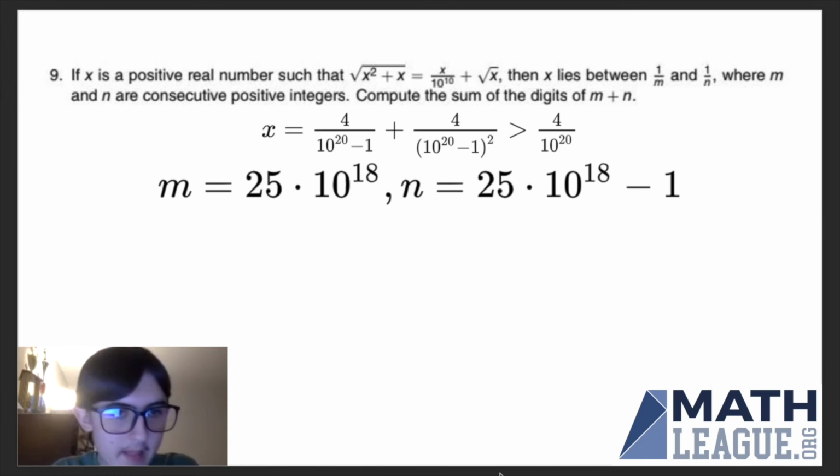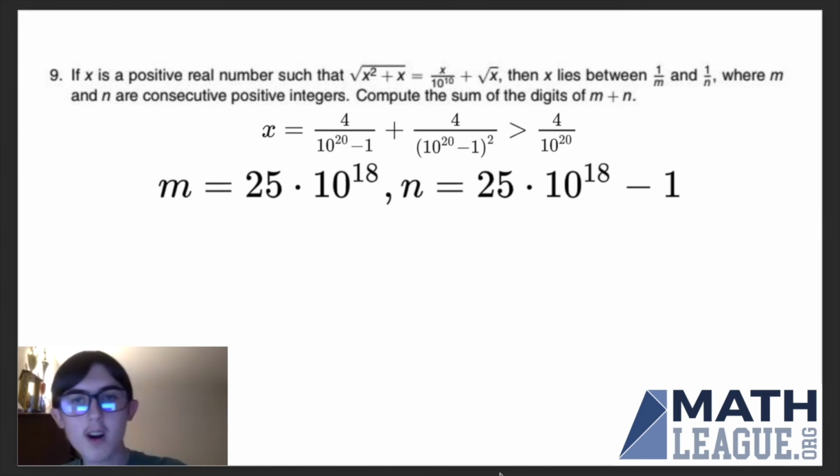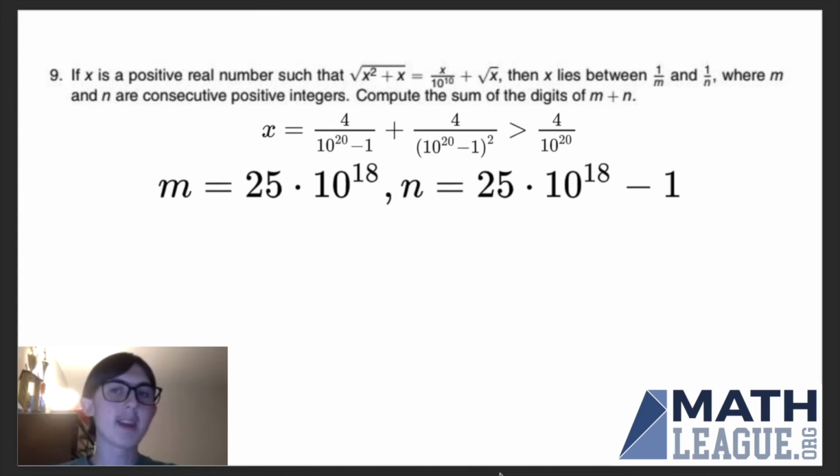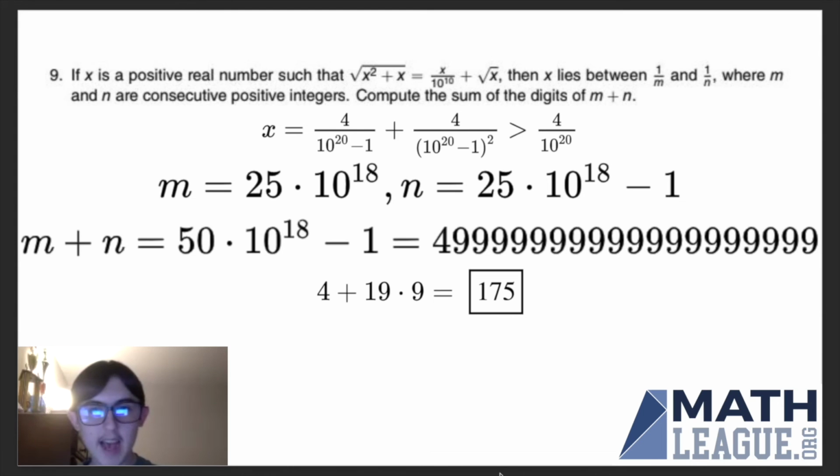So this means that the numbers are 25 times 10 to the 18th and 25 times 10 to the 18th minus 1, just like we wanted them to be. So the sum of these numbers is 50 times 10 to the 18th minus 1. And if we wrote that out in base 10, we'd get 4 followed by 19 nines. And here I wrote it out, 4, 9, 9, 9, 9, 9, 9, 9. And I won't say all the nines because I might lose count. But if we add it all up, we get 4 and then 19 nines. So 4 plus 19 times 9 is 175.